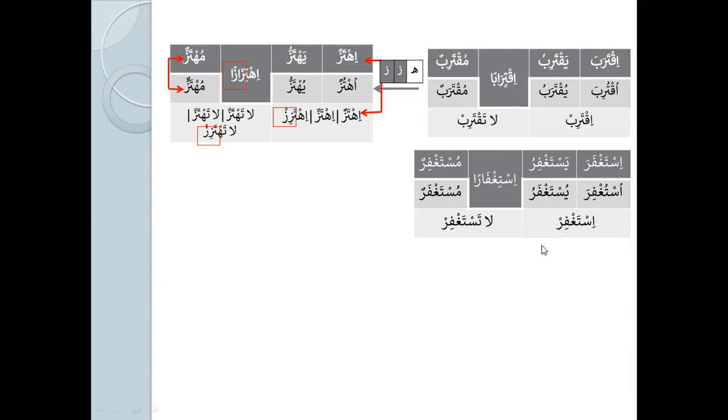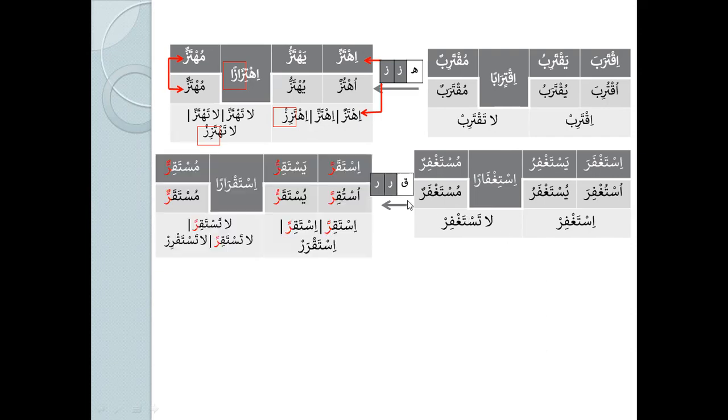Then if we put it in the container, in the root letters qaf, ra, ra, these are the irregularities. The letters which are fused together are these: istaqarra, yastaqirru, istiqraran, fahuwa mustaqirrun, ustuqirra, yustaqarru, istiqraran, fahuwa mustaqarrun.